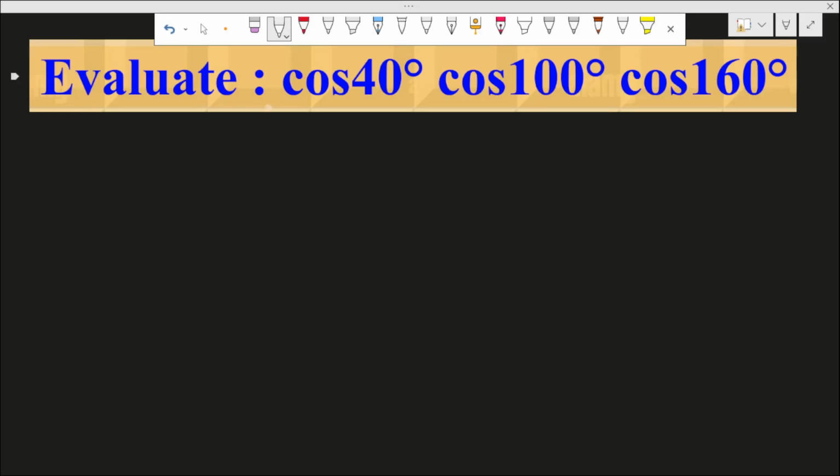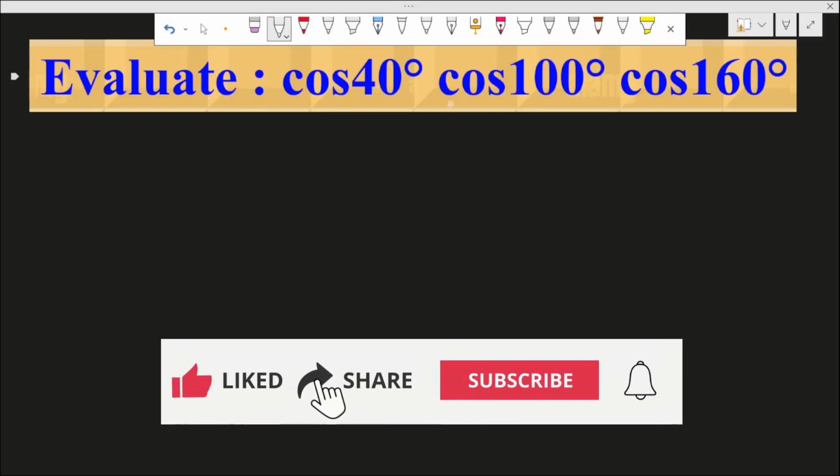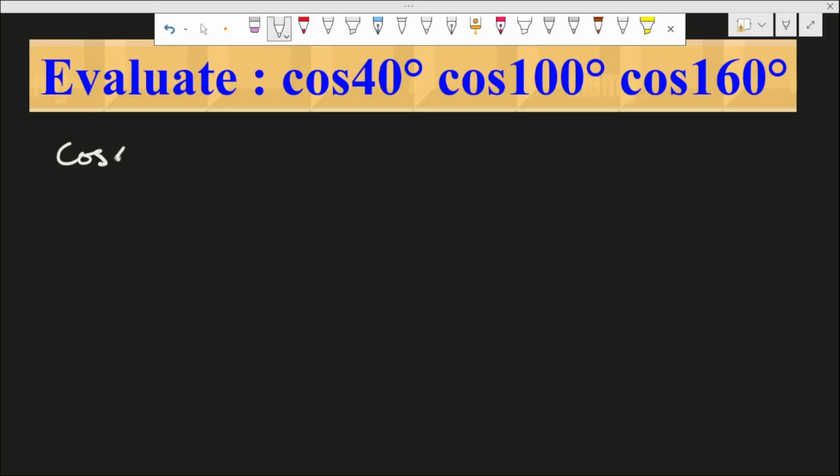This question is from trigonometry. Evaluate cos 40 degree, cos 100 degree, cos 160 degree. First write the question: cos 40 degree, cos 100 degree, cos 160 degree. Evaluate means we have to find the numerical value of this expression.